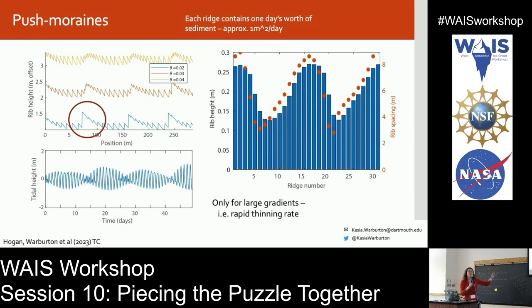So it's plausible that these ridges at Thwaites were formed on a daily cycle, but they could only have done so following some rapid thinning, perhaps an unpinning and a dynamic thinning rather than melt. It was thinning fast at the time these were forming.